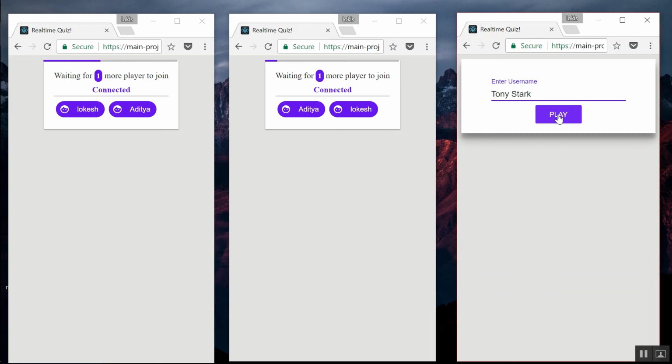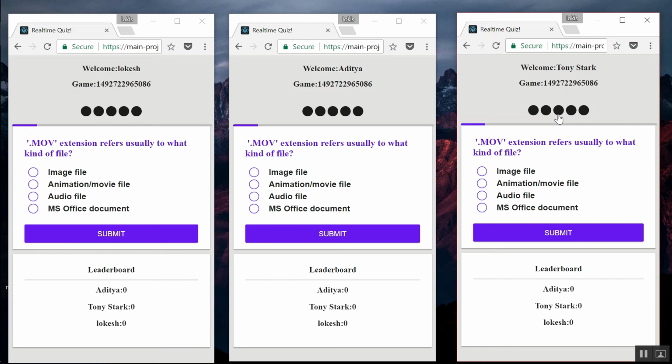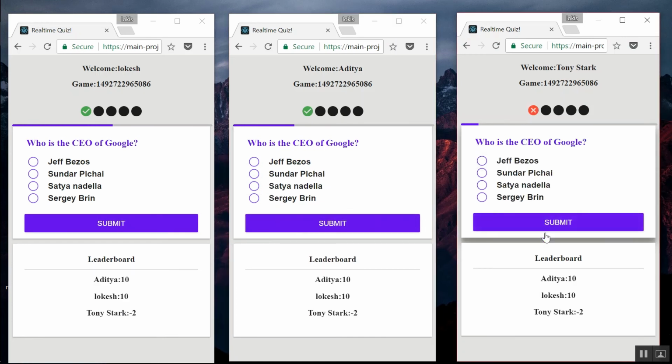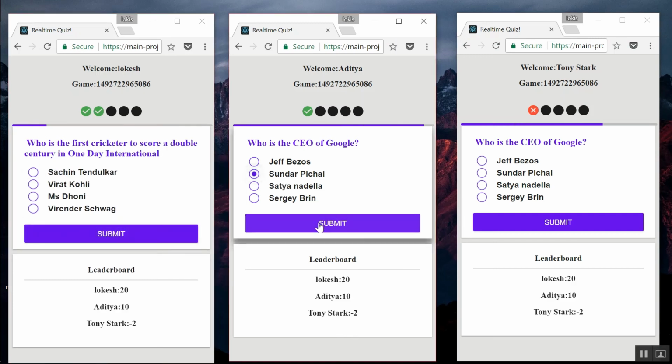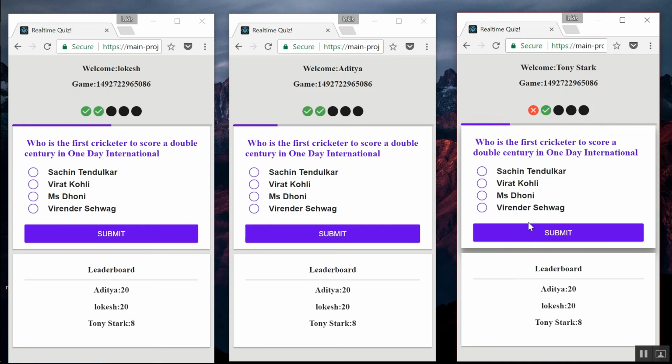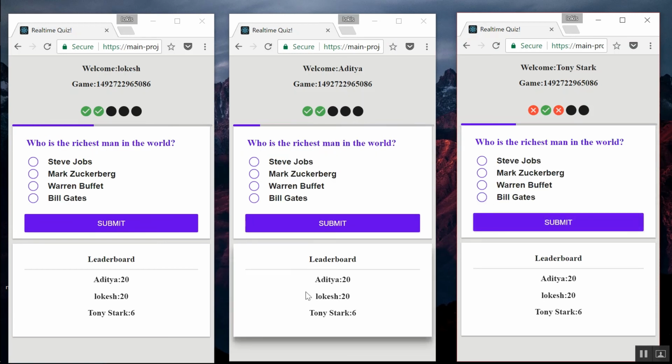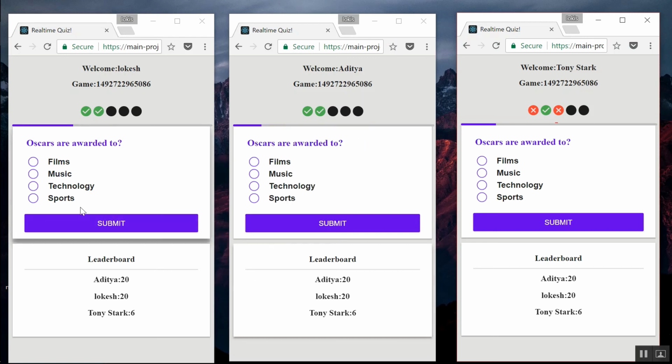So what happened now is all of them are connected together, a set of questions is distributed among them, and they're connected to a game. All you have to do is select an option and hit the submit button. Below the questions we see a leaderboard, which is the real-time synchronization of scores between each of these players. So Lokesh, Aditya and Tony Stark's scores are synchronized in real time between each of the clients, so they get to know the scores of other players in real time.